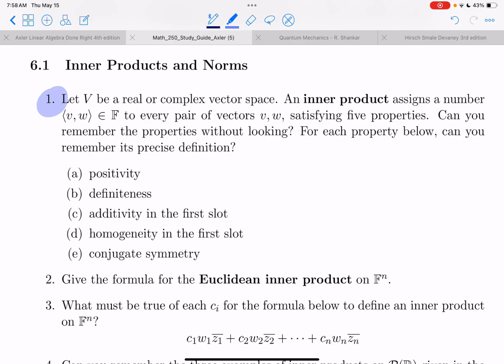Okay, so V is a real or complex space. An inner product assigns a number, which could be a complex number. It's like a dot product, but if we're over the complex numbers, the dot product of two vectors could be a complex number. So keep that in mind. We'll need to think about its conjugate, its real part, and its imaginary part. So let's try to remember these definitions.